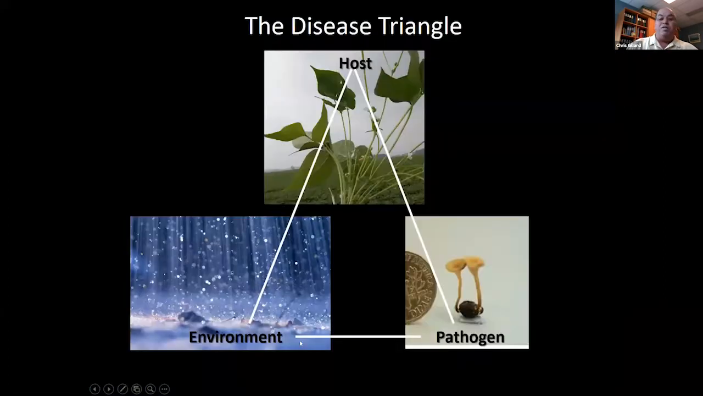Okay, so I can't do a disease talk without talking about the disease triangle. Yes, you need to have the host present. The pathogen has to be present as well, at a time when the host is susceptible to the disease. And with those two, you have to have the right environmental conditions at that same time to get proper infection and proper disease development in the crop.